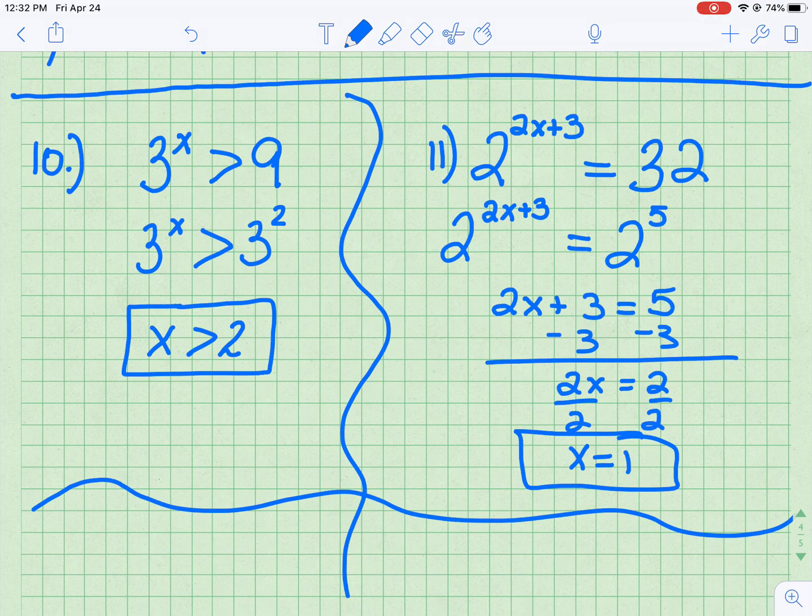So with these, it has different symbols. Some of them are greater than, and some of them are equals. How does that affect it? That just changes the relationship of the equation.